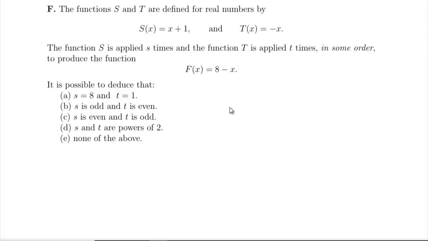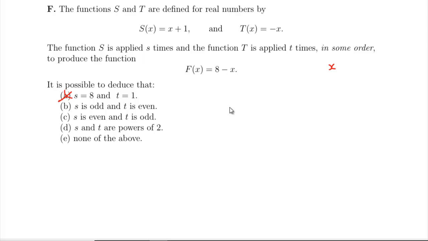Right, okay. So we start with x. Well, we have to do s at least 8 times, otherwise we're not going to get up to 8. That's the only way we're adding numbers on, isn't it? And we have to get up to 8. So if s was 8, we'd get to x plus 8, but if t was 1, that would make it a minus 8. So we can't do that. Yeah, so anyway, it's not a.